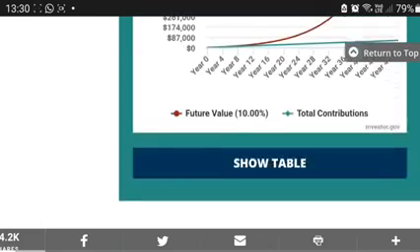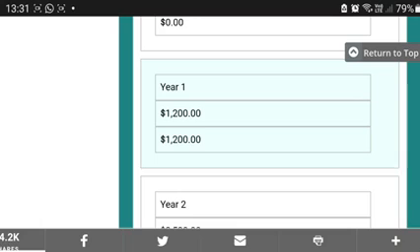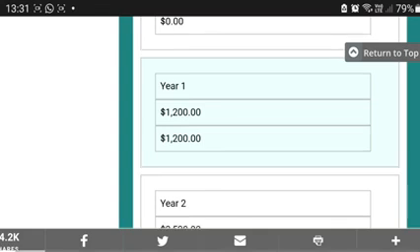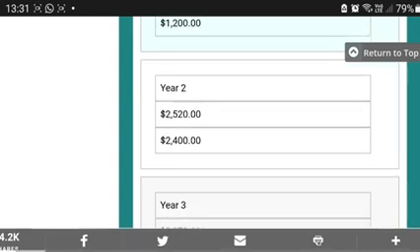So let's scroll right down where it says show table. So every year, remember you are contributing 100 Rand a month. So in 1 year, which is 12 months, you would have contributed 1,200 Rand. So that's what you are seeing over here. And in year 2, you would have contributed 2,400 Rand. And the number on top, that's 2,520. That's the balance because of the interest that you've earned. Okay, so that's what you're seeing.